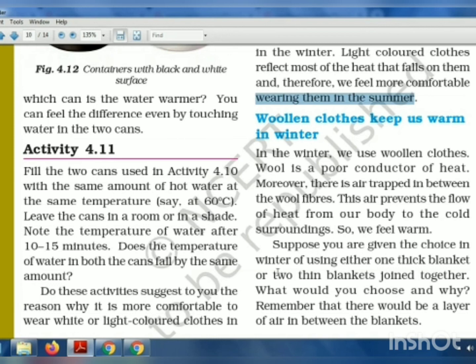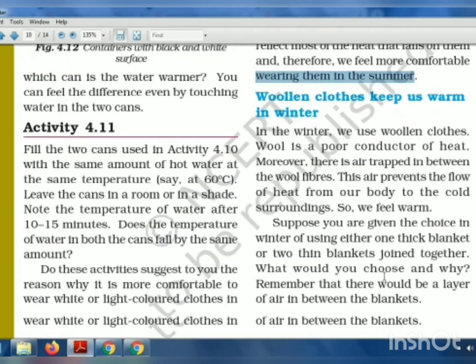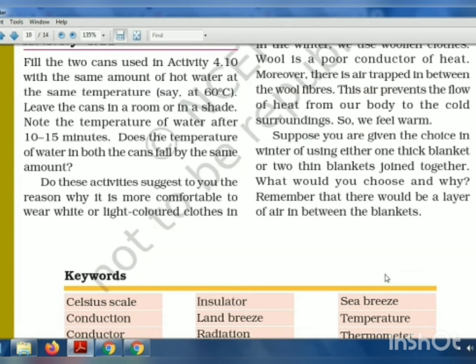Suppose you are given the choice in winter of using either one thick blanket or two thin blankets joined together. What would you choose and why? Remember that there would be a layer of air in between the blankets. So the heat will not be able to transfer, and that is why if you take one thick blanket, that's fine, and if you take two thin blankets, that's also fine. Any one you can choose because there is a layer of air in between the blankets.